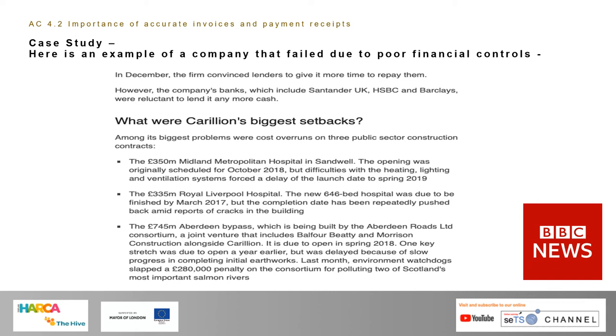The £745 million Aberdeen Bypass, which is being built by the Aberdeen Roads Limited Consortium, a joint venture that includes Balfour Beatty and Morrison Construction alongside Carillion. It is due to open in spring 2018. One key stretch was due to open a year earlier, but was delayed because of slow progress in completing initial earthworks. Last month, the environment watchdog slapped a £280,000 penalty on the consortium for polluting 2 of Scotland's most important salmon rivers.